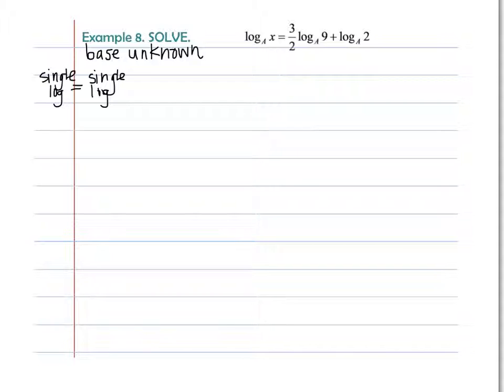We already have a single log, meaning just one log on the left-hand side, but we have 2 logs on the right. So what we're going to do is condense these like we've done in these earlier examples. So we have log base a of x equals, okay, let's do some condensing. So first we can rewrite this 3/2 as an exponent.